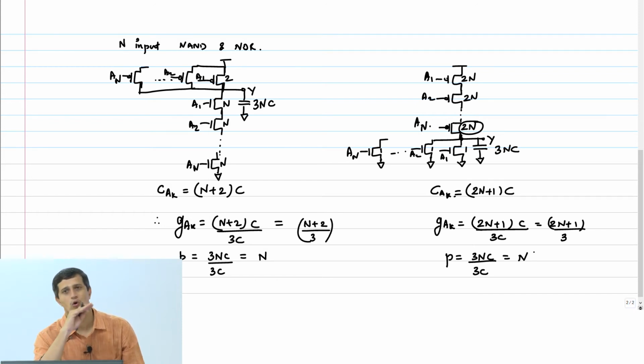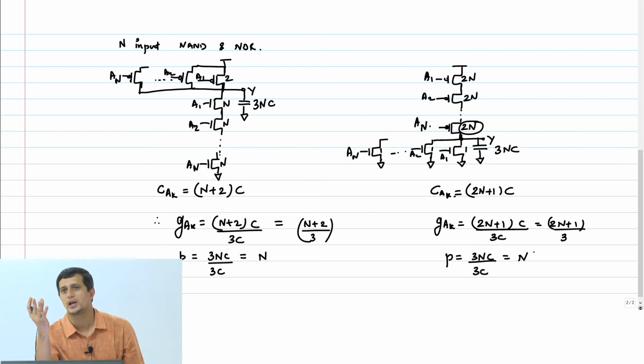So therefore, don't make logic gates with more than 4 transistors on either stack. Clearly, it is much worse to stack transistors on the PMOS rather than on the NMOS, because the logical effort is now going up as 2n plus 1 by 3.